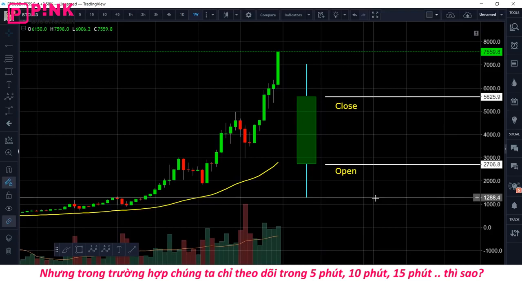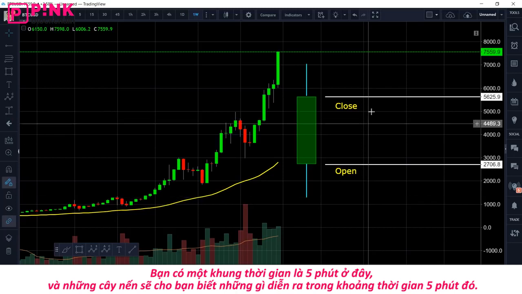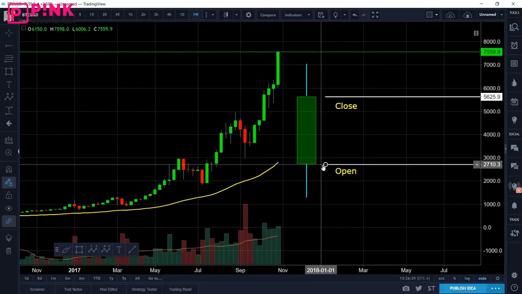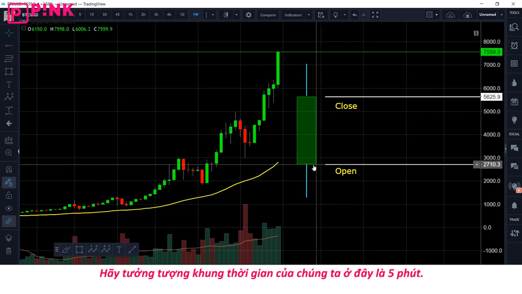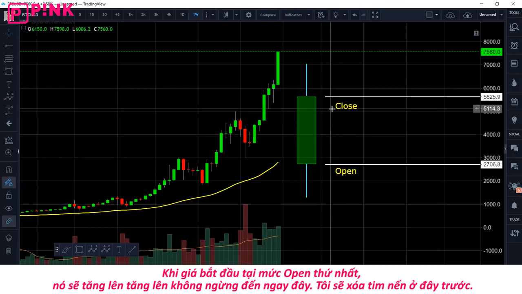But let's say you were on a 5-minute candle, then it would be on 5 minutes, or 10 minutes, or 15, etc. So you have a 5-minute time frame, and the candles actually tell a story of what is happening during that time of the candle. So let's just pretend this was on a 5-minute time frame. When we first opened, it would be pushing its way up, pushing its way up, pushing its way up right here.